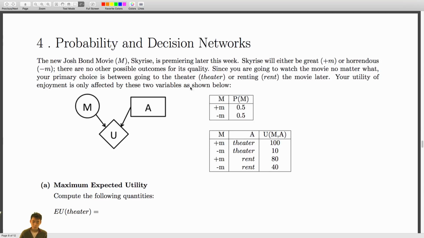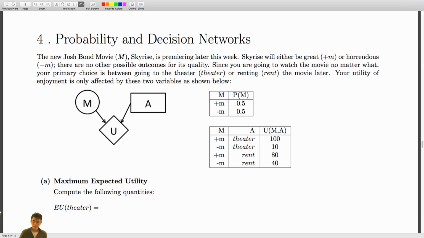Okay, so in this problem, we're going to be discussing probability and decision networks. The setup of the problem is that there's this movie Skyrise, and it's either going to be really good or really bad. So it's going to be plus m or minus m. And then the way we're going to act in this problem is that we can either go see this movie in the theater or we can rent it at home.